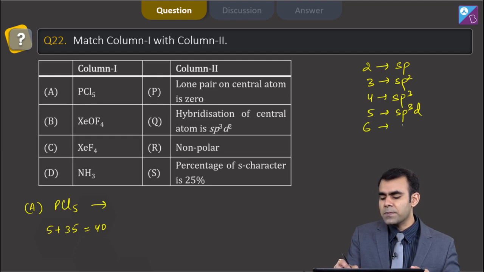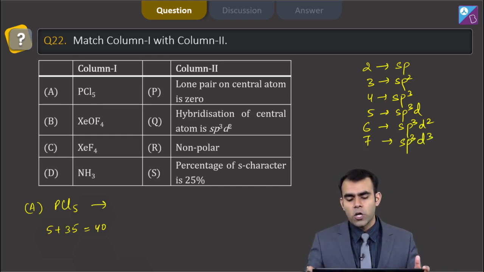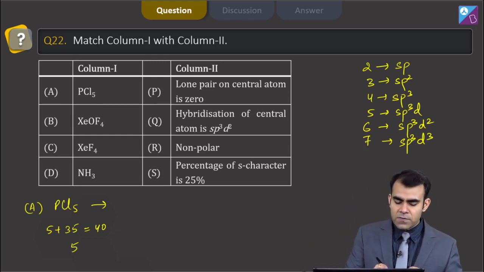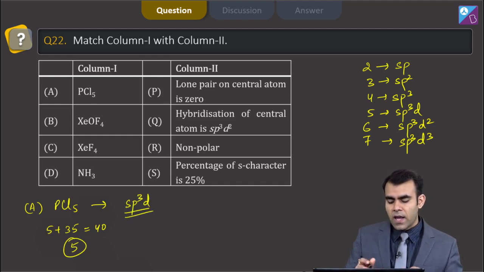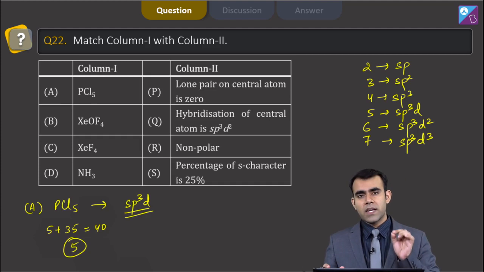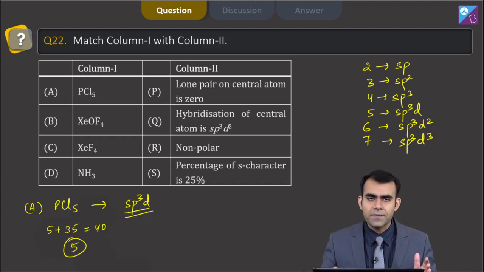and 6 represents sp3d2, and similarly 7 is sp3d3. You can also call these 2, 3, 4, 5, 6 the steric number. As the steric number is 5 here, my hybridization becomes sp3d, and as I have 5 bonds, it means my central atom has no lone pair.